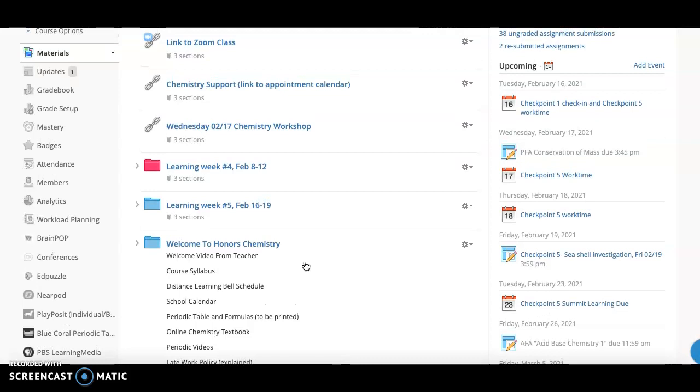So as you can see, this week we're going to touch base a little bit on checkpoint 1 at the beginning of the class on Tuesday. And the rest of the week we're going to be working on checkpoint 5, the seashell investigation packet, pages 4 to 6.